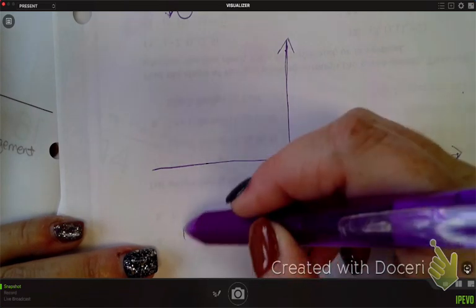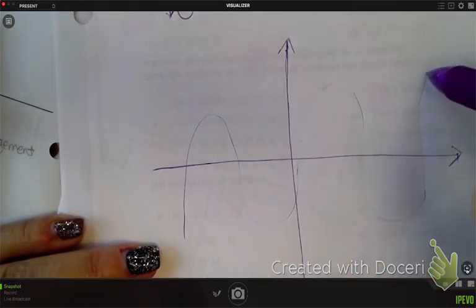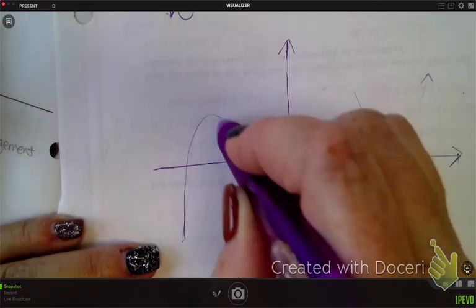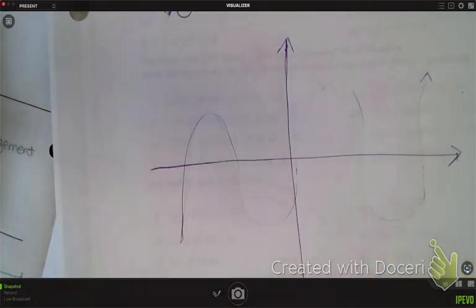Nice pen. I know, it ran out. I need to borrow my nice one I got from Midland. No, it's fine.